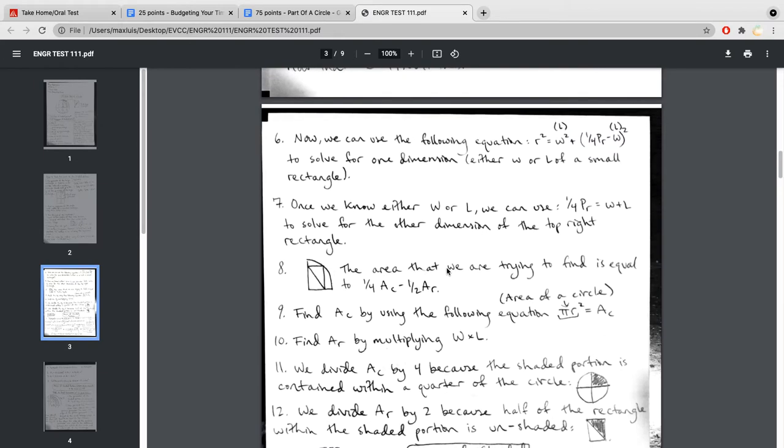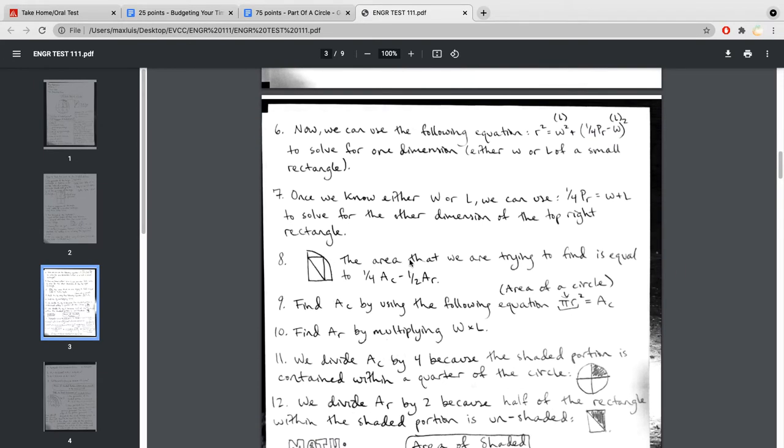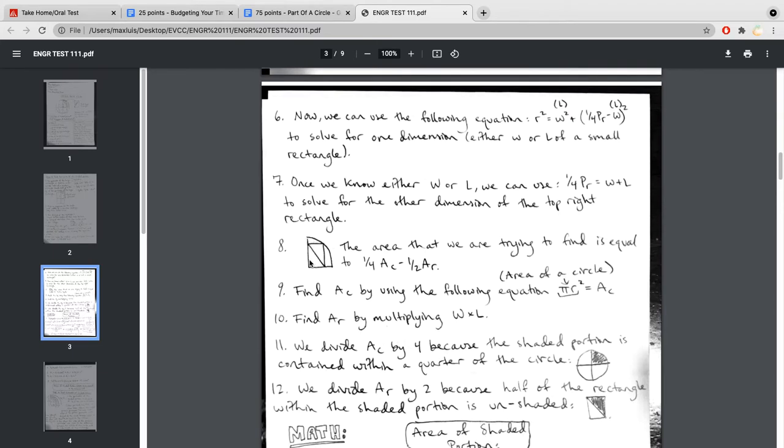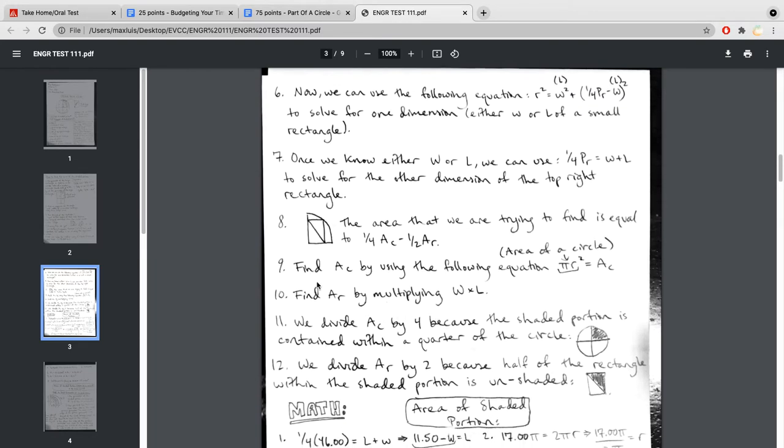Going on, the area that we are trying to find is equal to 1/4 the area of the circle minus 1/2 of the area of the rectangle, because we have the entire circle, the shaded portion is within the quarter circle, and then this half of the rectangle here is unshaded, so that's how we get this equation. I'm pretty sure I explain it right here.